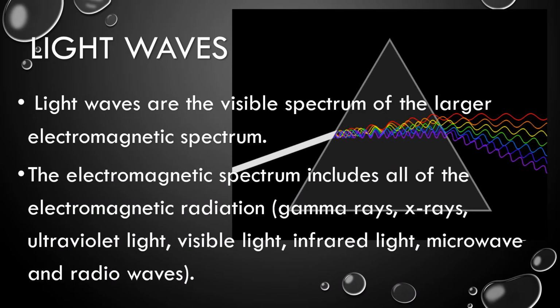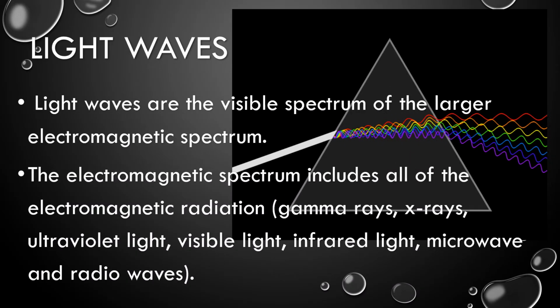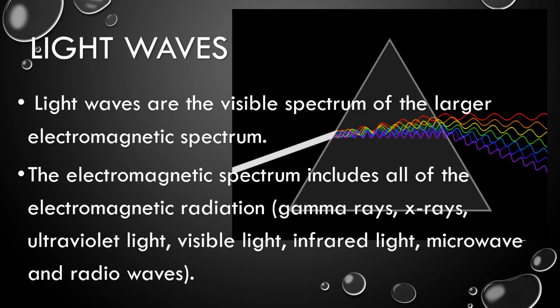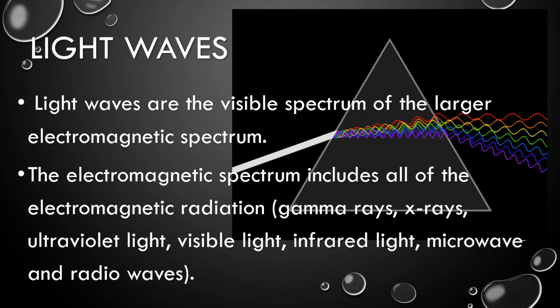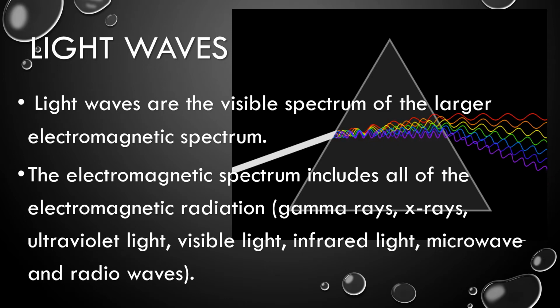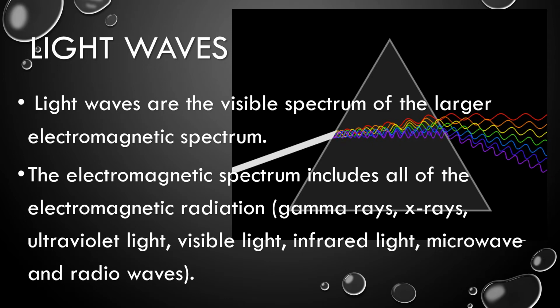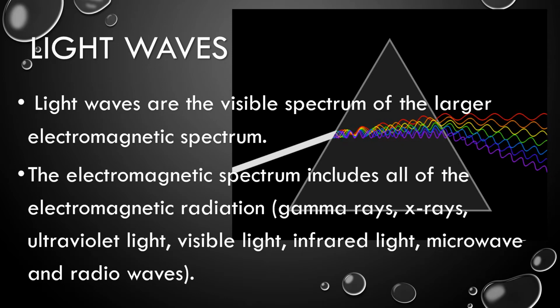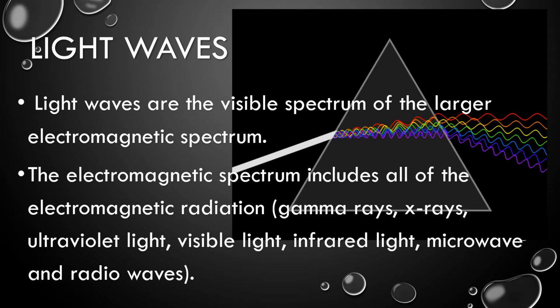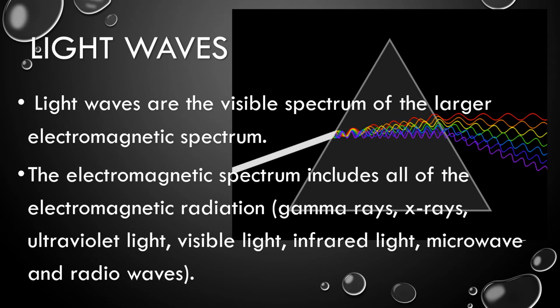Light waves. Light waves are visible spectrum of the larger electromagnetic spectrum. The electromagnetic spectrum includes all the electromagnetic radiation: gamma rays, X-rays, ultraviolet light, visible light, infrared light, microwave, and radio waves.